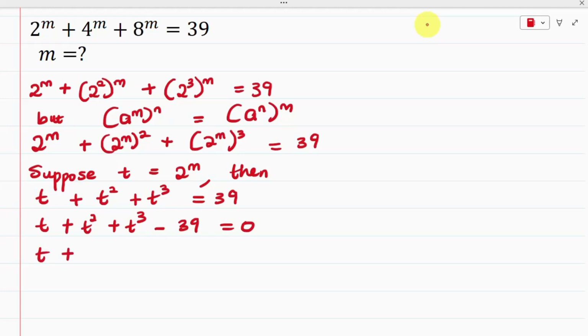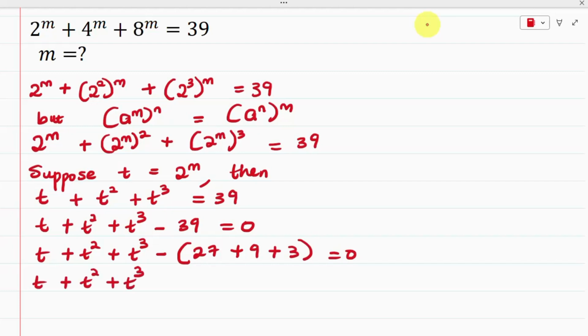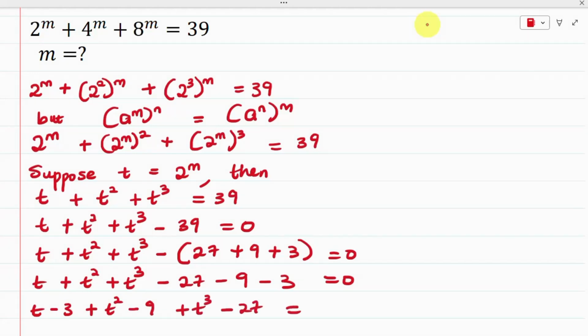So we have t plus t squared plus t raised to the power of 3 minus, now we have 39 to be expressed as 27 plus 9 plus what? 3, and this is equals to 0. So we have t plus t squared plus t raised to the power of 3. Now, if we simply open up the brackets by multiplying with minus, we have minus 27, minus 9, and minus 3, and this is equals to what? 0. Alright, so rearranging this, we have t minus 3 plus t squared minus 9 plus t cubed minus 27, and this is equals to 0.